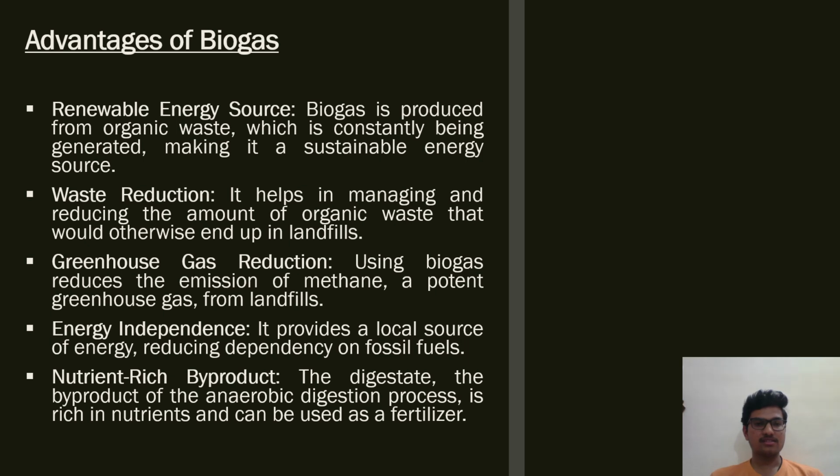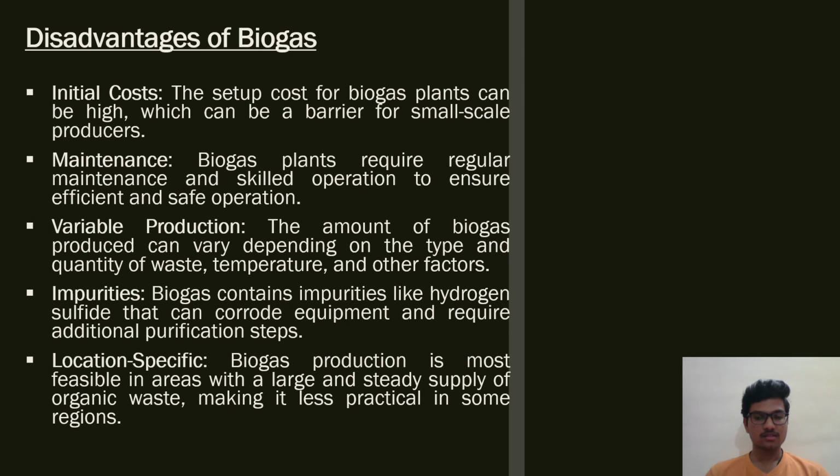Next is energy independence. It provides a local source of energy, reducing dependency on fossil fuels. It reduces pollution also. Then nutrient rich byproduct: the digestate, the byproduct of the anaerobic digestion process, is rich in nutrients and can be used as fertilizer. So another advantage of a biogas plant is eliminating the need for synthetic fertilizers as they get replaced by digestate. It regulates a series of nutrients such as phosphorus, which is essential for healthy crops.